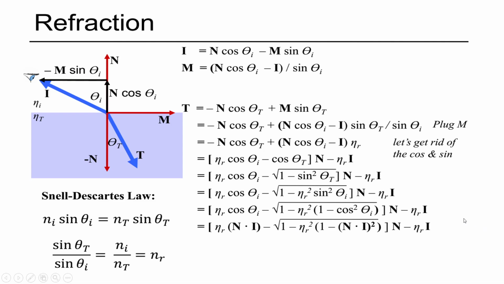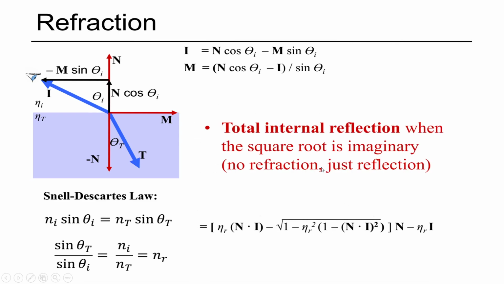So now that we have a representation for the refracted ray t, we can notice that there is a term with a square root in here. So what does it mean for the square root to be negative? If somehow the expression inside the square root evaluates to a negative value, then we will have an imaginary number here, right? Which corresponds to the phenomenon of total internal reflection. That means there is no refraction, only reflection.